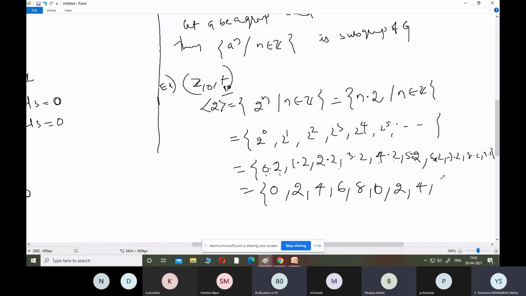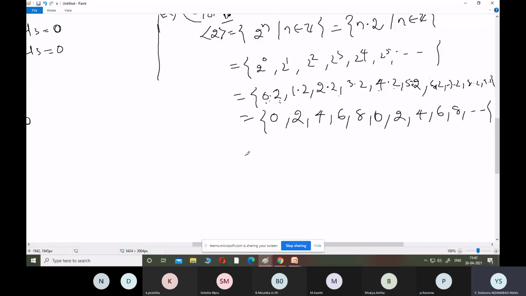So what are you seeing? You are seeing the repetition, yes or no? Right. I'll be taking only the non-repeated elements, that is 0, 2, 4, 6, and 8. If I write it in set form, it is 0, 2, 4, 6, 8. So the cyclic group of 2 is 0, 2, 4, 6, 8.